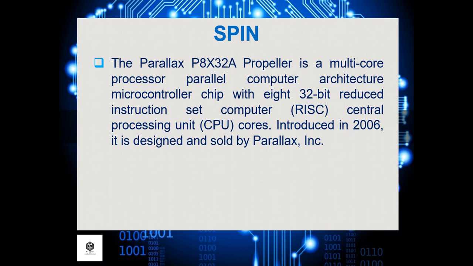The Parallax P8X32A Propeller is a multi-core processor parallel computer architecture microcontroller chip with 8 32-bit reduced instruction set computer (RISC) central processing units, or CPU cores. Introduced in 2006, it is designed and sold by Parallax Incorporated.